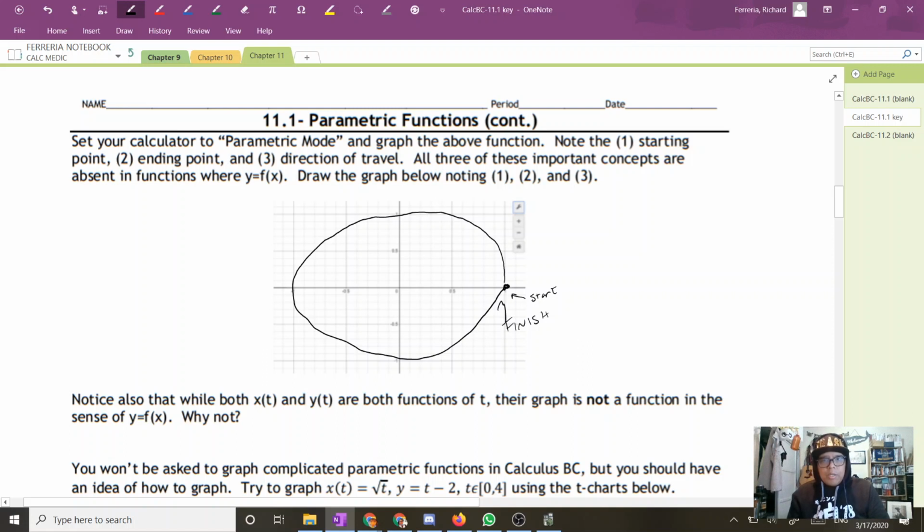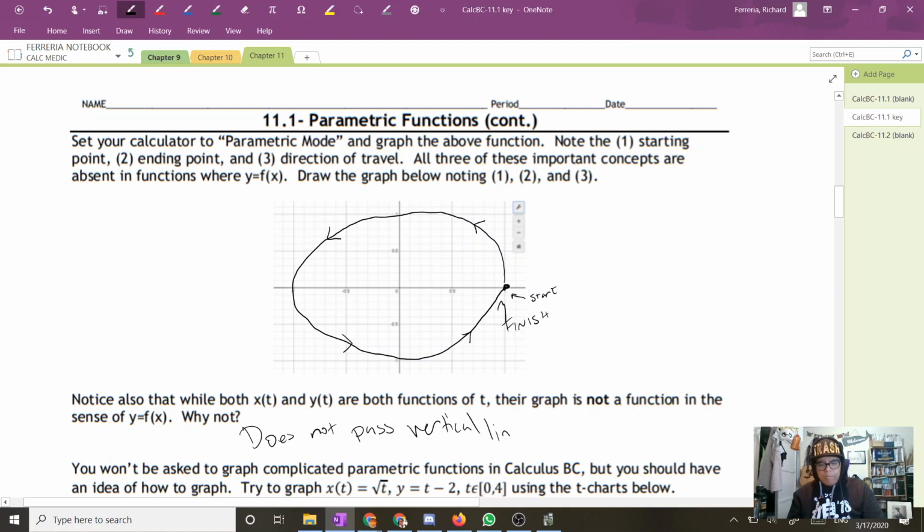Okay. To notate the direction of travel, we usually put arrows on the path. So yay, our Snowpiercer has made a circle. Notice that while both functions are functions of t, this graph is not a function of t. Why not? It does not pass the vertical line test. And yet it is a function.